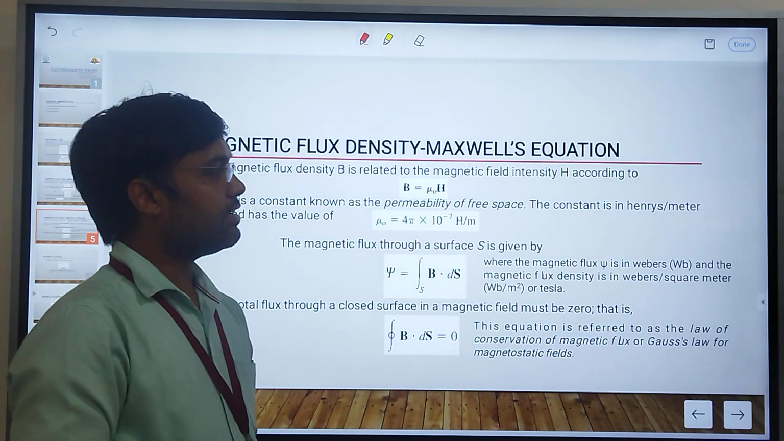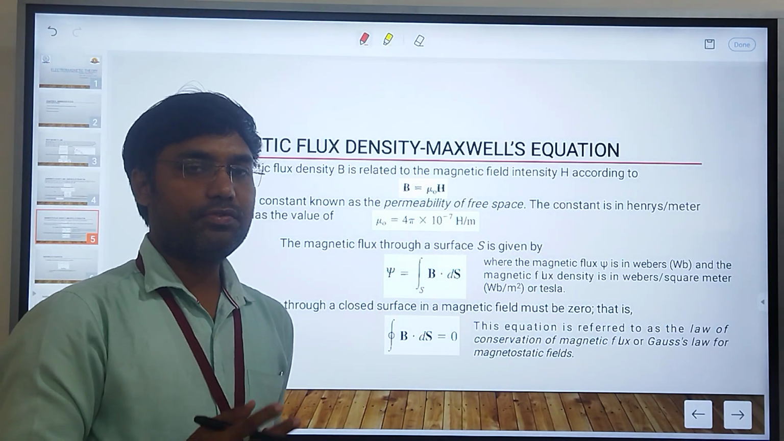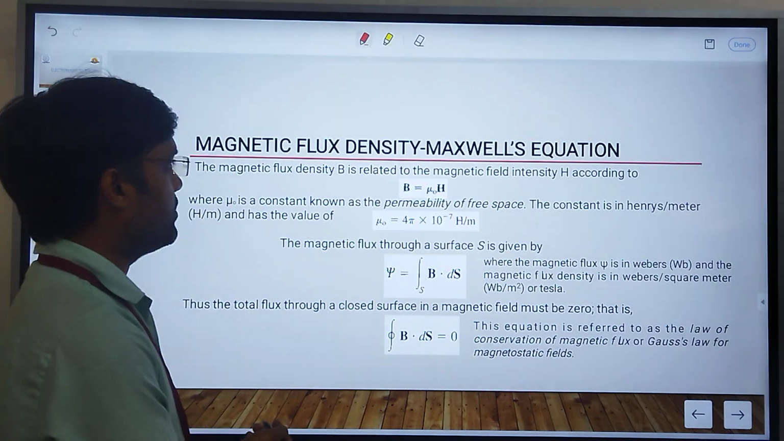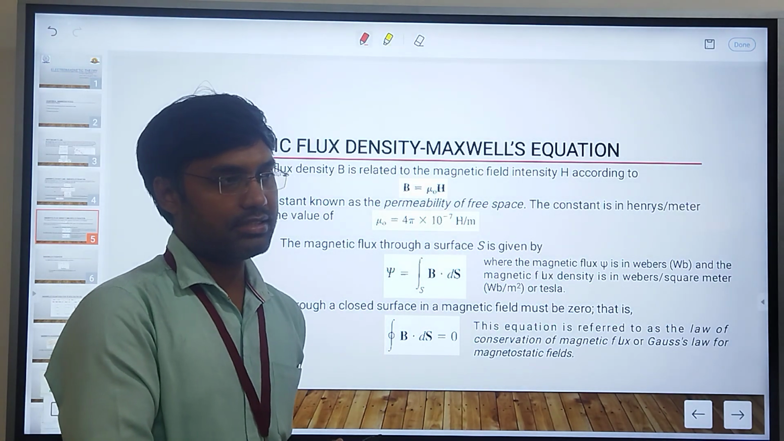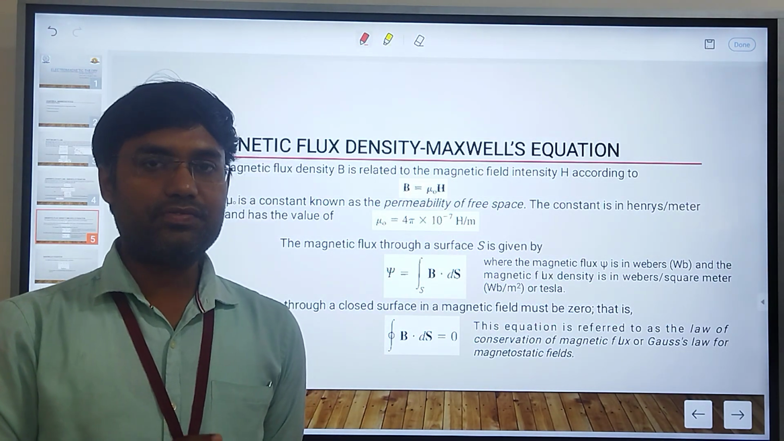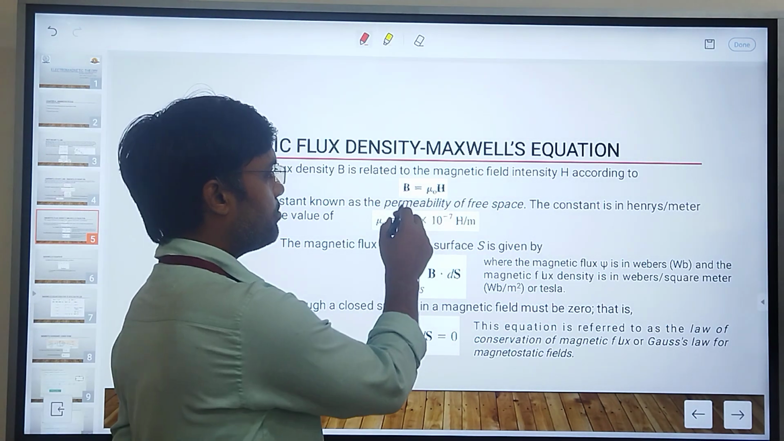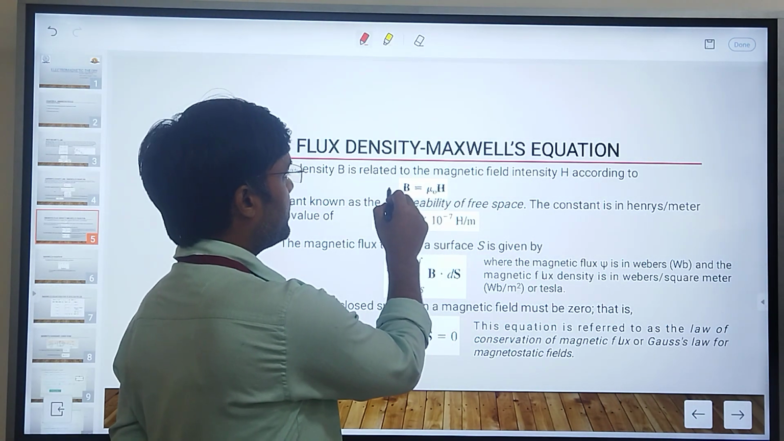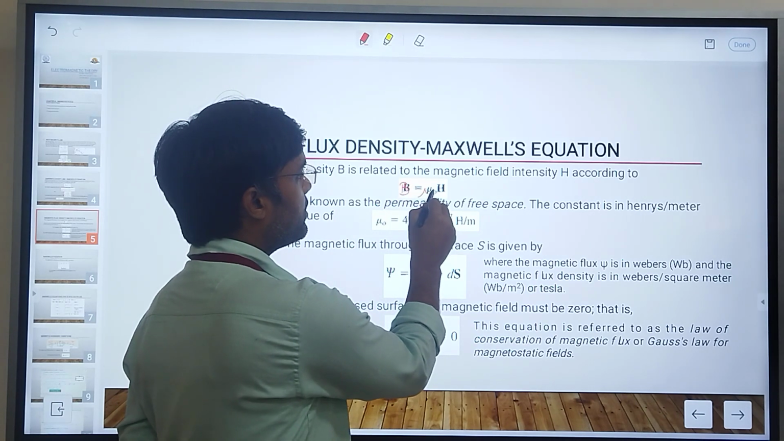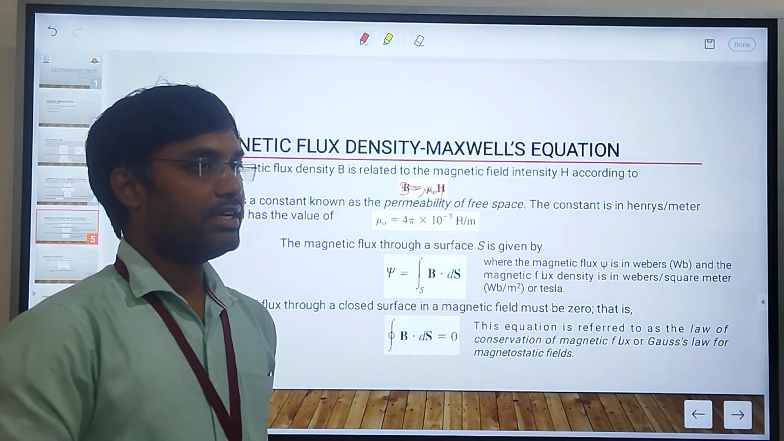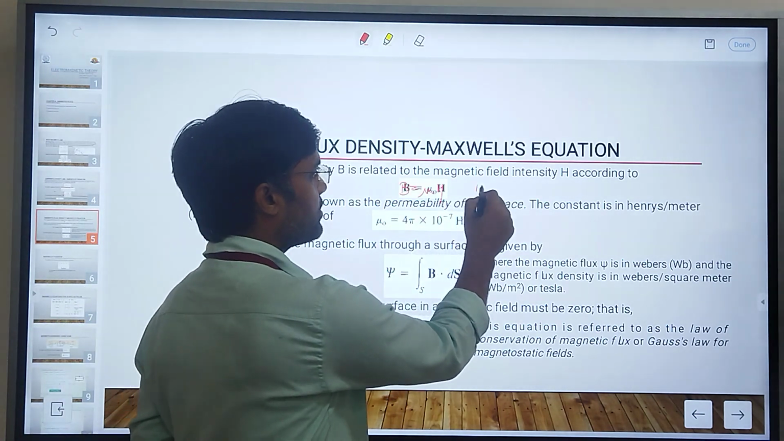Now come to the magnetic flux density. Now we will get Maxwell's fourth equation with this formula. Magnetic flux density and magnetic field intensity are both related to magnetic permeability. Magnetic flux density is denoted by capital B, which is equal to mu naught H. So as we have known here, B equals mu naught H.